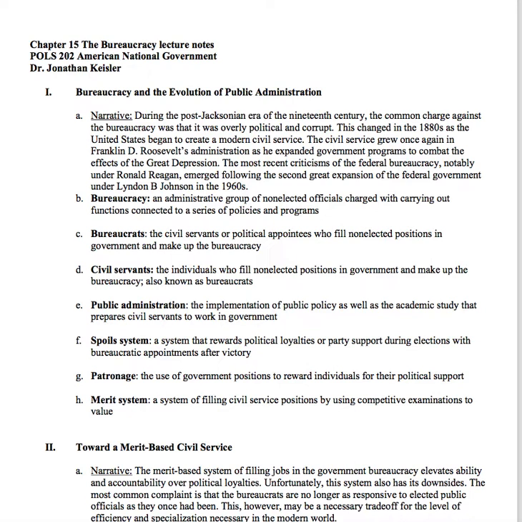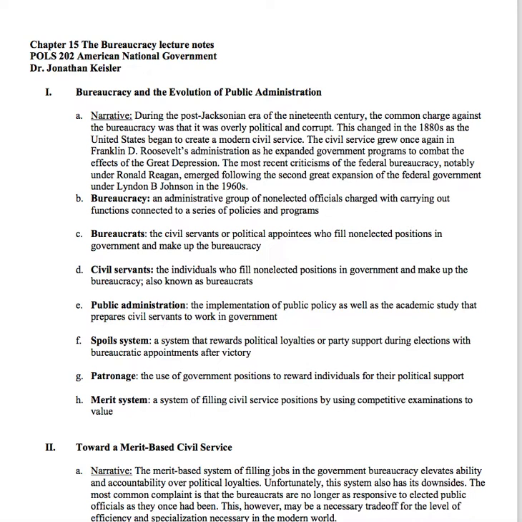Here's the narrative. During the post-Jacksonian era of the 19th century, the common charge against the bureaucracy was that it was overly political and corrupt. This changed in the 1880s as the United States began to create a more modern civil service.